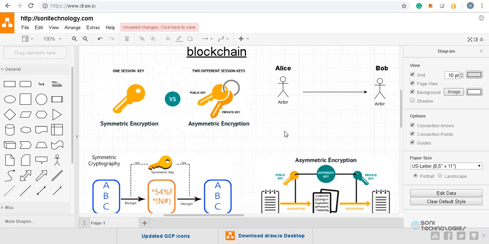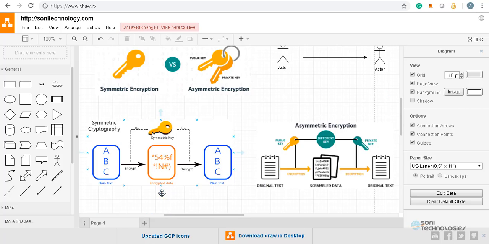Now, we'll take one example. In this example, Alice wants to send Bob some data. Then she will encrypt the data and send it to Bob. Bob will decrypt the data using the secret key. So let's say they are using symmetric encryption. Here the message is encrypted using the key, and the key will also be shared with Bob. The message is decrypted using the same key.